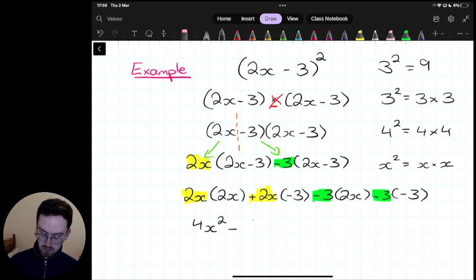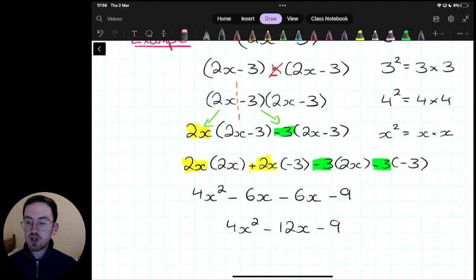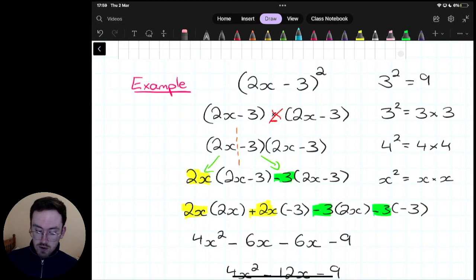4x squared minus 6x minus 6x minus 9. 4x squared minus 12x minus 9. And that's our answer then. So these sums are really, really important as well. The key thing here is making this connection between 2x minus 3 squared being the same as 2x minus 3 multiplied by 2x minus 3. Once we made that connection, you were starting the sums the same way that we did the previous ones.